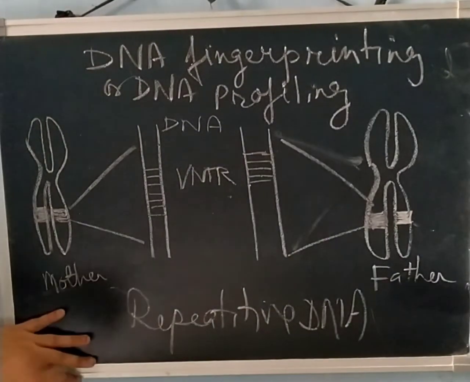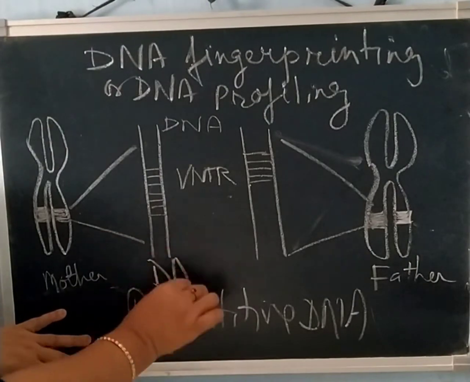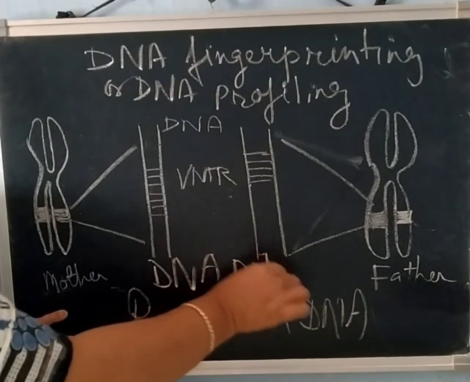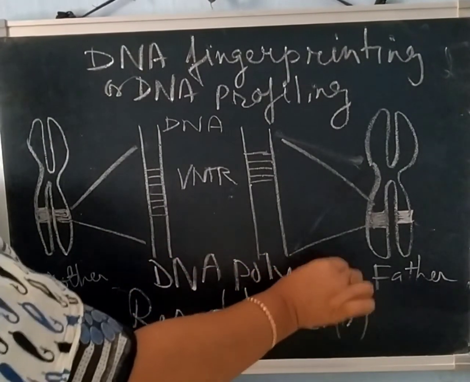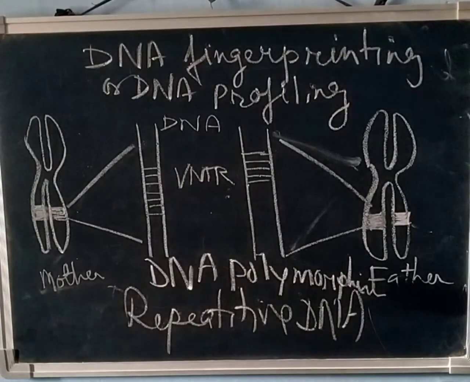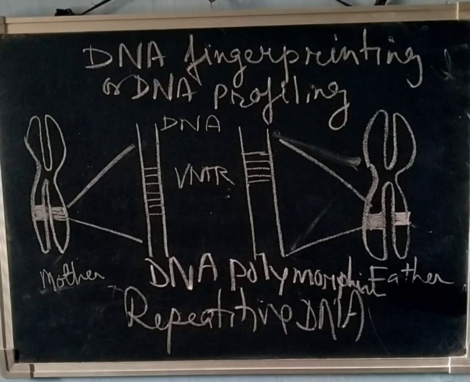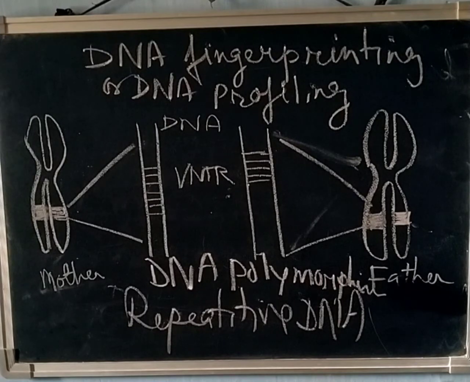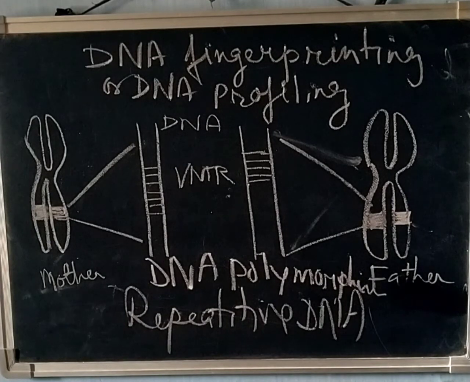So the next point is DNA polymorphism. So what is DNA polymorphism? In a population, if an inheritable mutation is observed at high frequency, then it is called DNA polymorphism. So there are different types of polymorphism, from single nucleotide change to large scale changes.